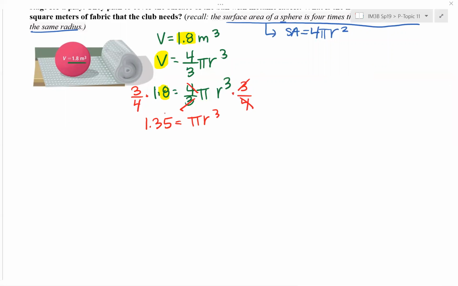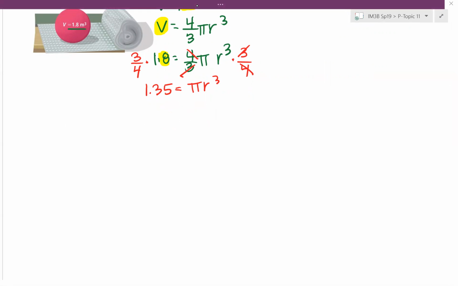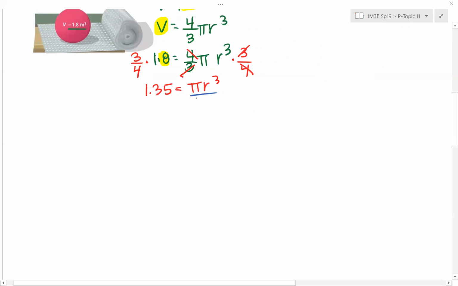So our goal here is still to get the r by itself. Right now, the r is being multiplied by pi and being raised to the 3rd power. So we have to move the pi to the other side by dividing first. So let's divide both sides by pi. Which gives us that r to the 3rd power equals about, I'm going to do 4 decimals, 0.4297.